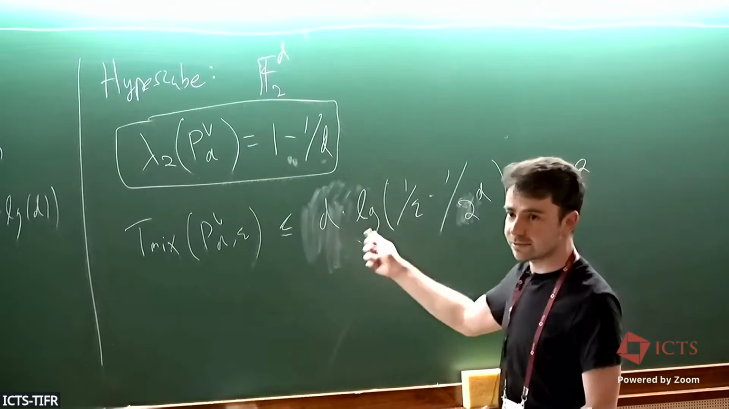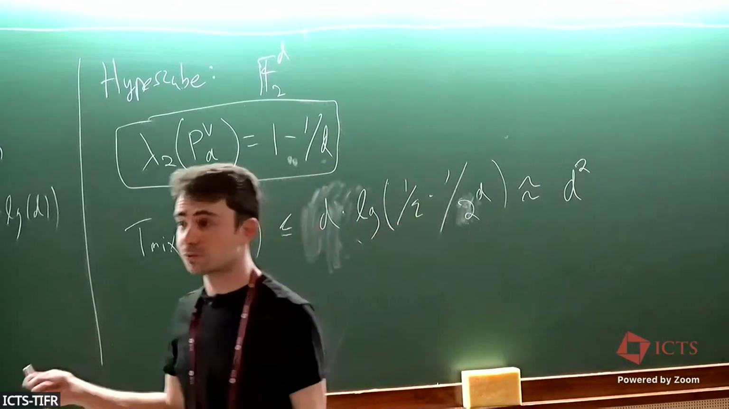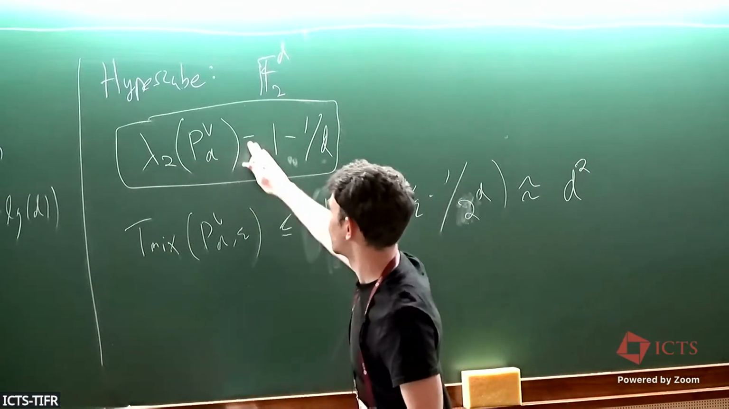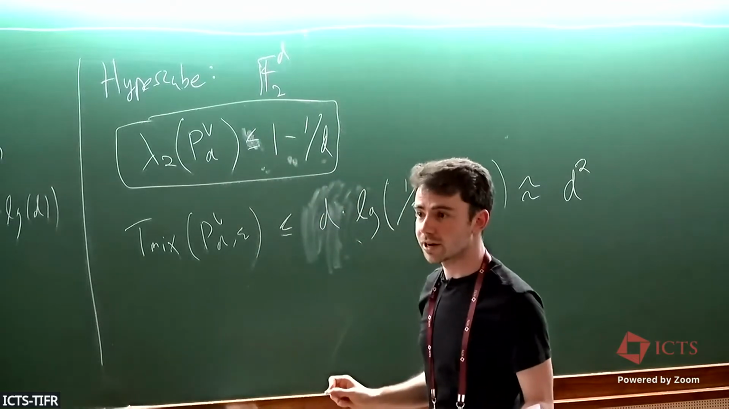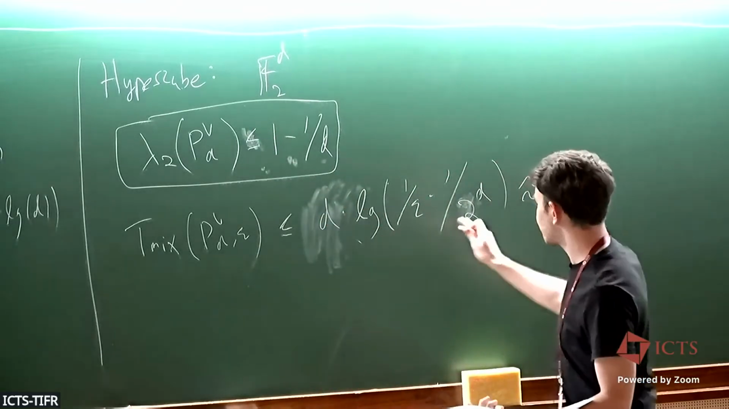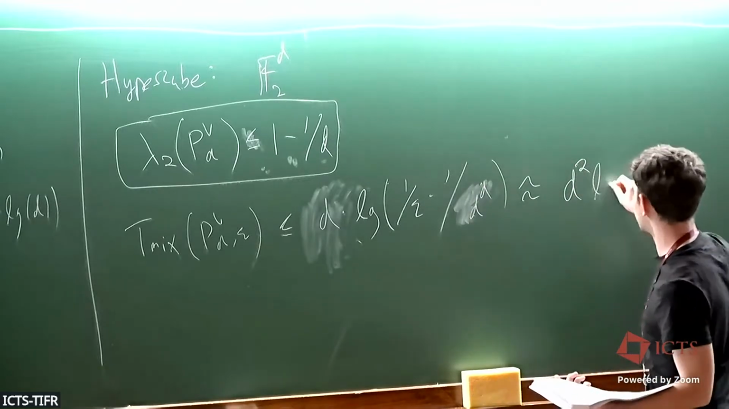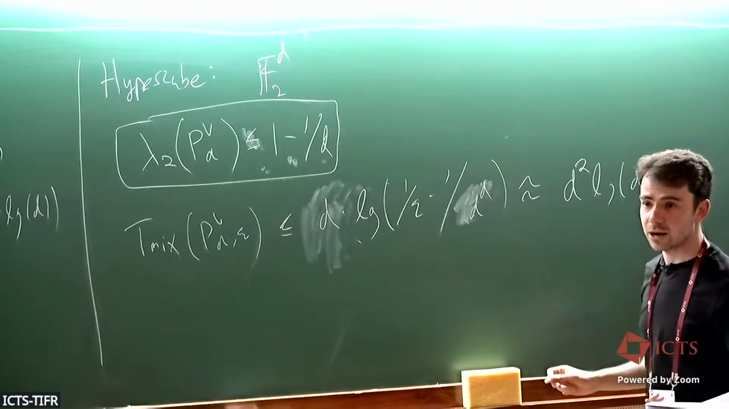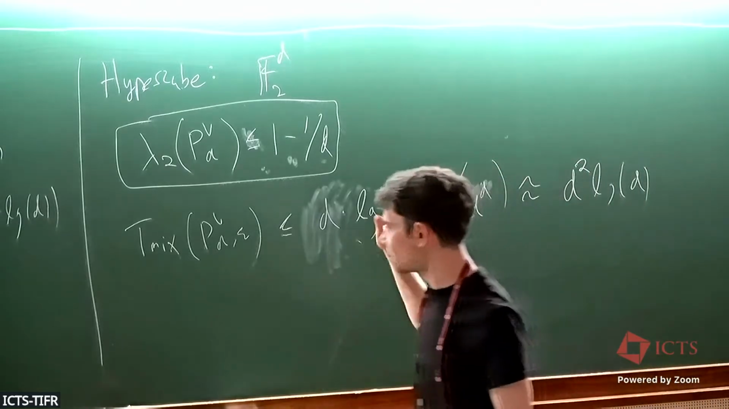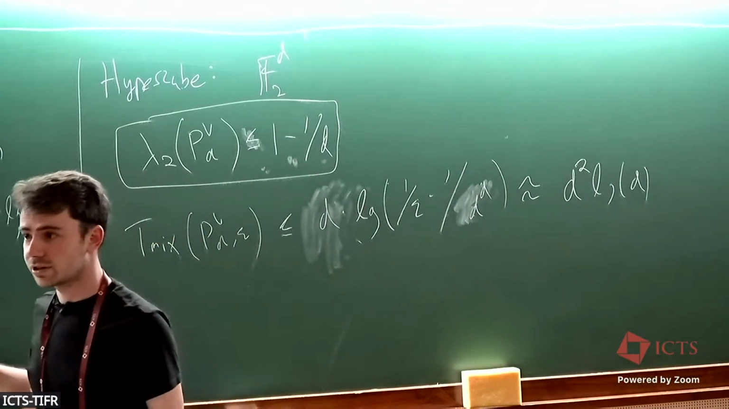And if we did the same calculation with spanning trees, say we did manage to prove that spanning trees in fact have gap upper bounded by 1 minus 1 over d, then how many spanning trees are there? At most d to the d, right? So we'd get roughly a d squared log d bound on mixing time. So that's going to be our goal for the rest of the lecture.